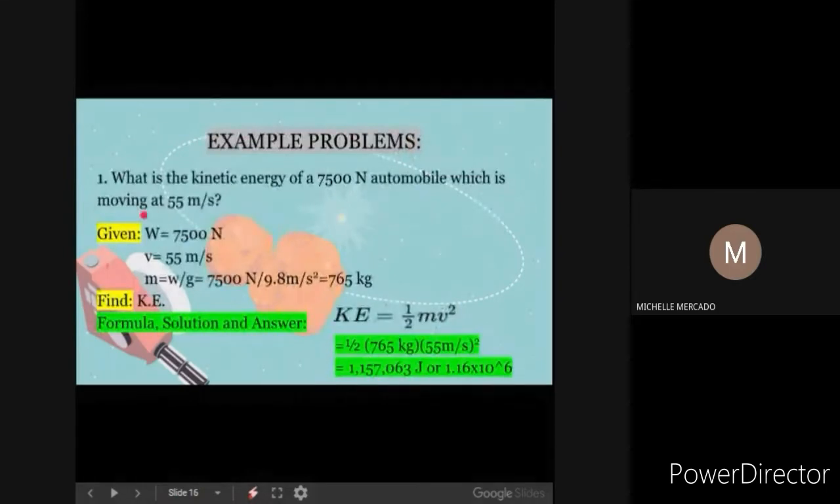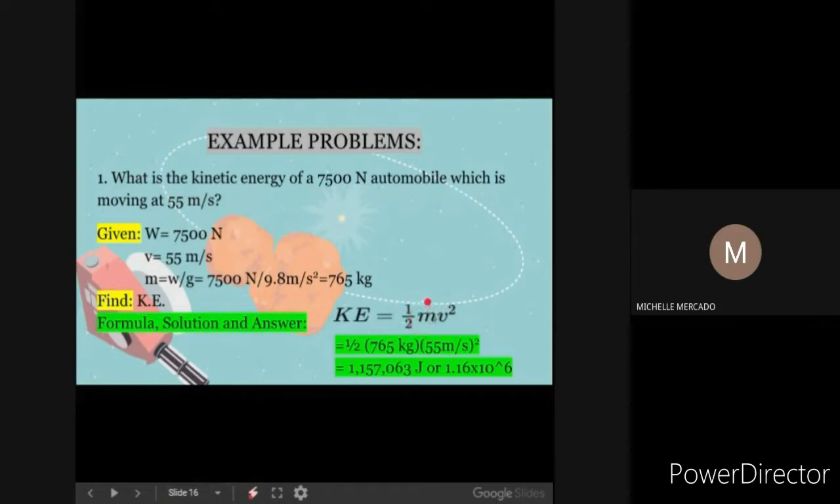Okay, example problem number 1. What is the kinetic energy of a 7,500 Newton automobile which is moving at 55 meter per second? So our given weight is 7,500 Newton. The given velocity is 55 meter per second. Then in order to find the kinetic energy of an automobile, it must have a mass.